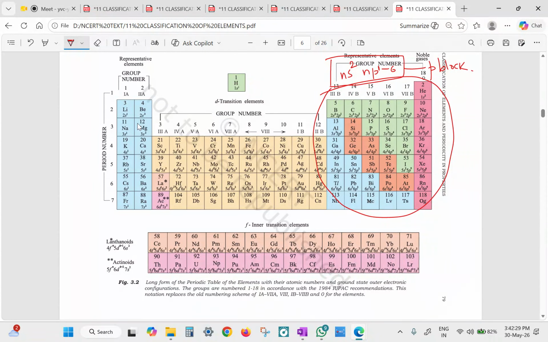Okay. What can we say for the s block? Can we say this is ns? Yes. ns1 to 2. Very good. So that becomes the general electronic configuration.